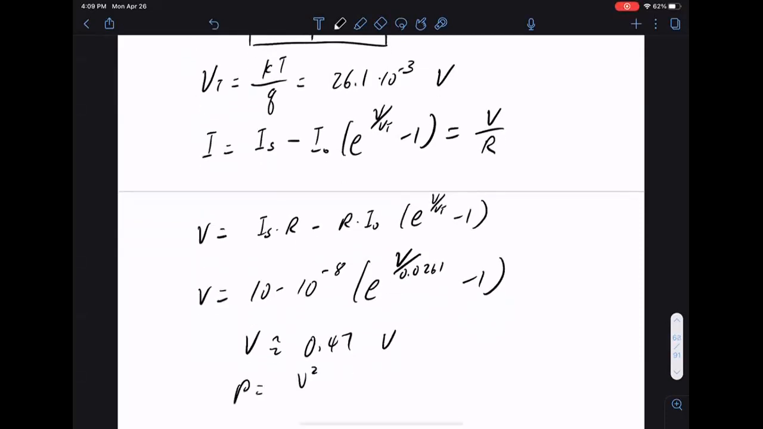And then the power draw is V squared over R. This is over 10, and we get 22.3 milliwatts.